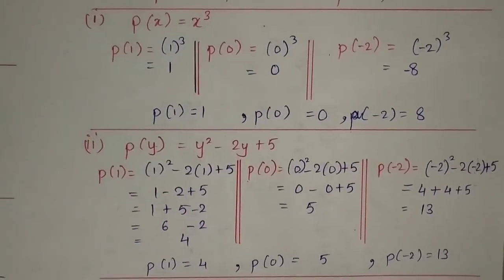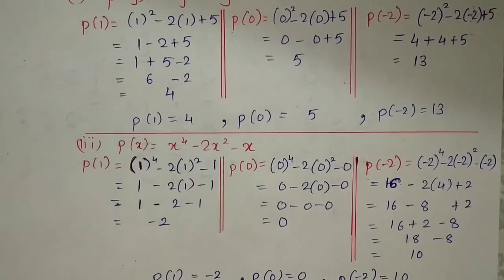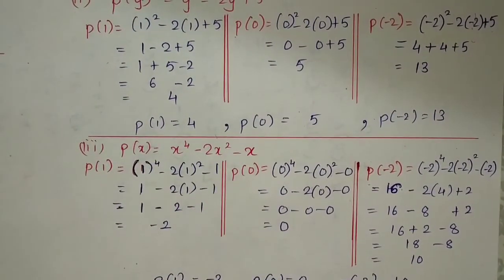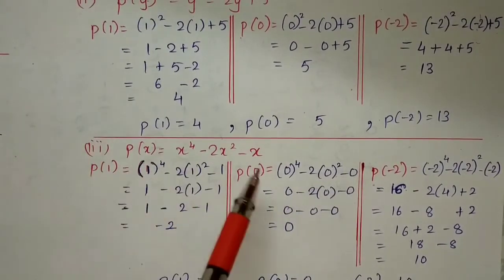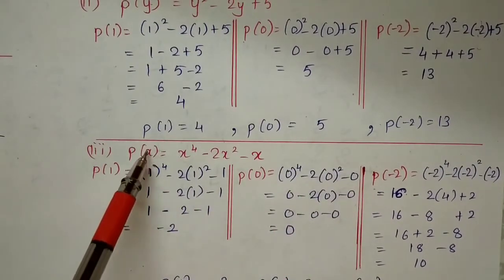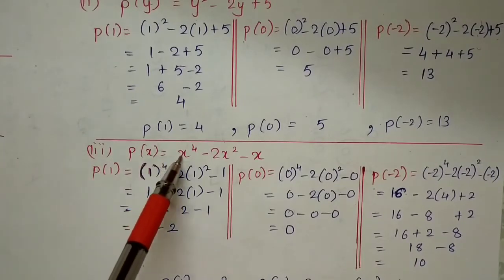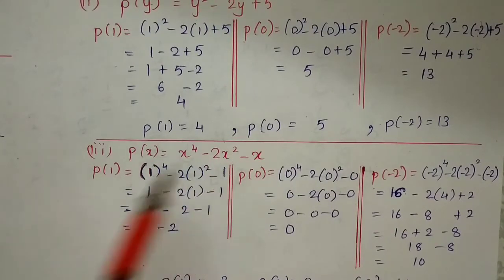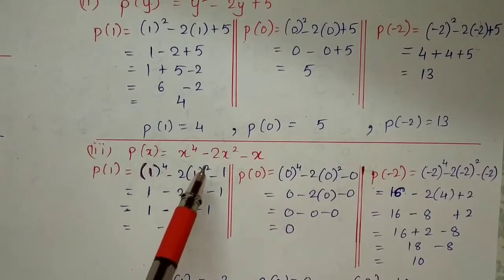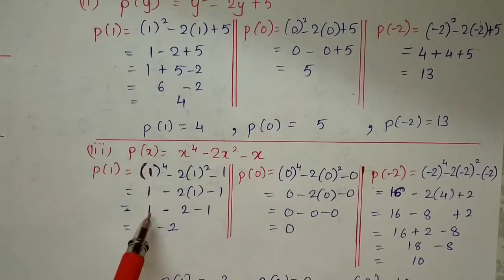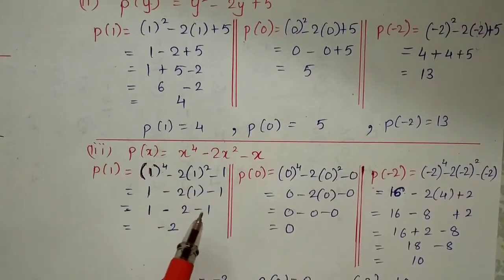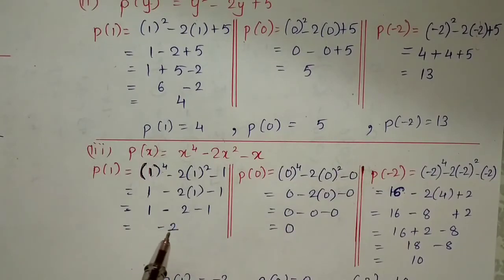Now we have one more example. For the next one, P of x is equal to x raised to 4 minus 2x square minus x. Here we have to substitute 1, 0 and minus 2. So let us substitute 1 first. When I substitute 1 in place of x, here also 1, here also 1 and here also 1. So 1 raised to 4 minus 2 times 1 square minus 1. 1 raised to 4 is 1 only, minus 2 times the square of 1, which is 1, minus 1. Now 1 minus 2 ones are 2, minus 1. Now 1 minus 1 will become 0 and what will remain is minus 2.